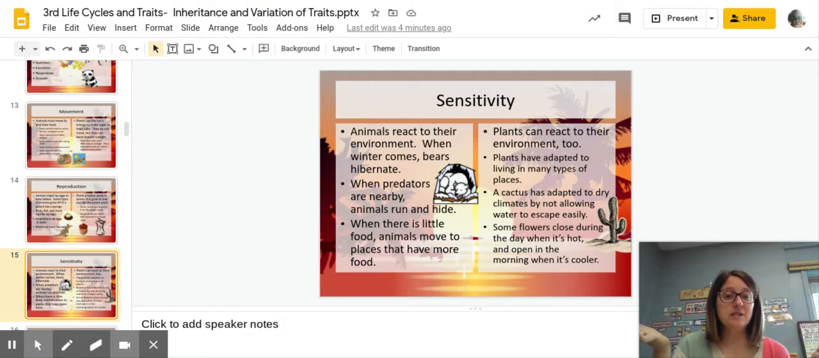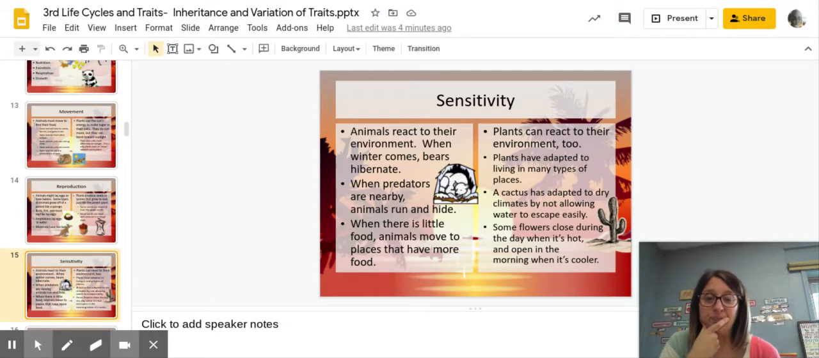Plants are also sensitive to their environment. They react by adapting what they need so they can live in a lot of different places. So for example, the cactus has adapted itself so that it can live in a really dry climate by not allowing water to escape it very easily.